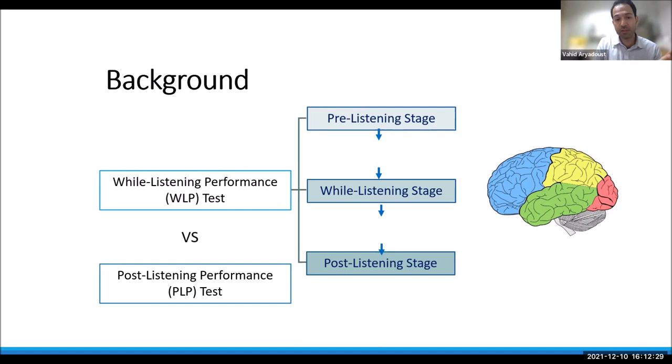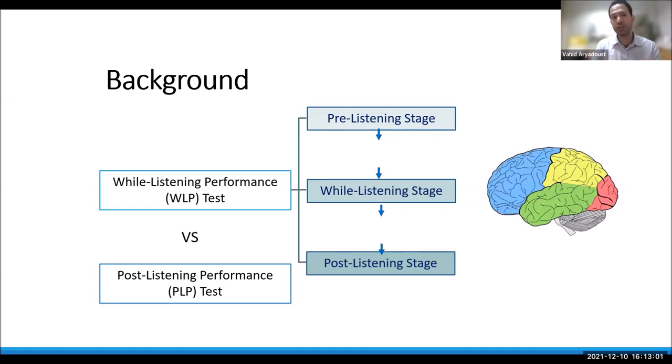Whereas in the post-listening performance tests, you don't see the questions at the beginning of the test-taking process. You start to listen to the stimuli and you take notes, if you like, and then you consult your notes at the end of the presentation, and then you answer the questions, which will appear only after the listening process is over. So you can see that this simultaneity of different cognitive processes is there in WLP, but that sort of simultaneity is absent in PLP.